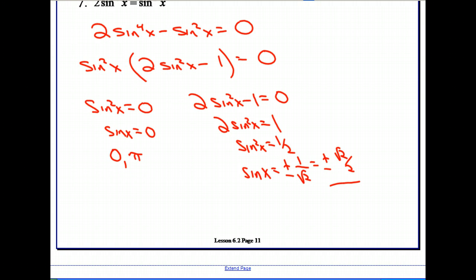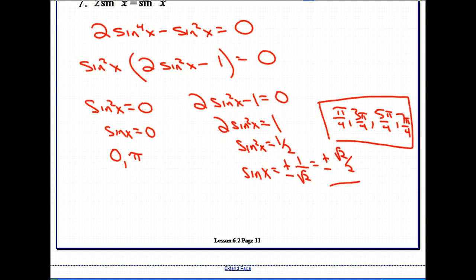And where's sine plus or minus root 2 over 2? So positive root 2 over 2 would be pi fourths and 3 pi fourths. So if you look at a unit circle, minus root 2 over 2 is 5 pi fourths and 7 pi fourths. And again, hopefully this kind of goes with what you're expecting a little bit.